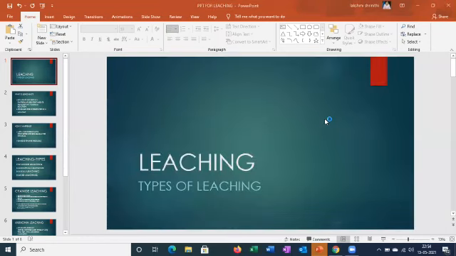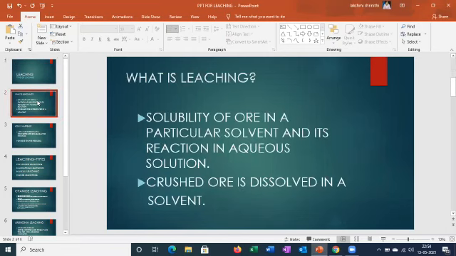Let's discuss leaching and its types. Let's first know what leaching is. We will take the ore, dissolve it in a particular solvent, and make it react in an aqueous solution. That's what we do in leaching. The solubility of the ore in a particular solvent and its reaction in aqueous solution is called leaching.